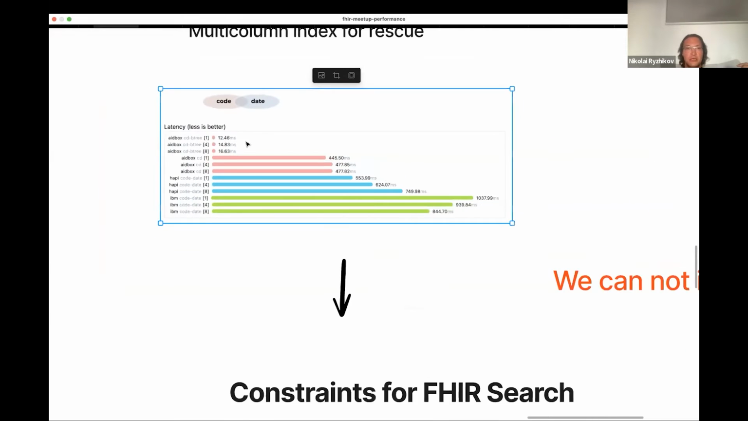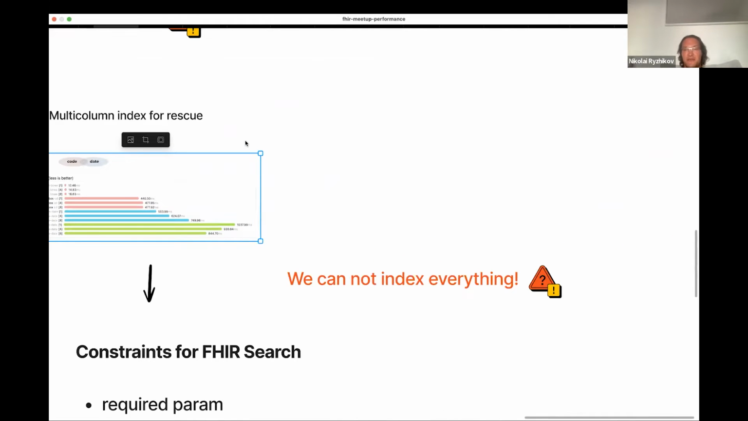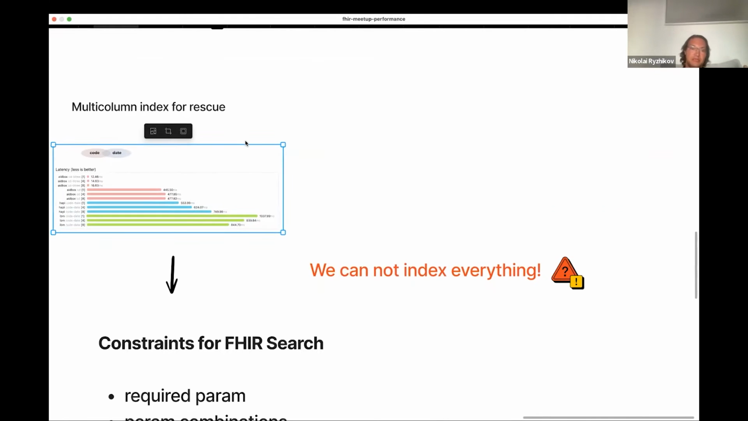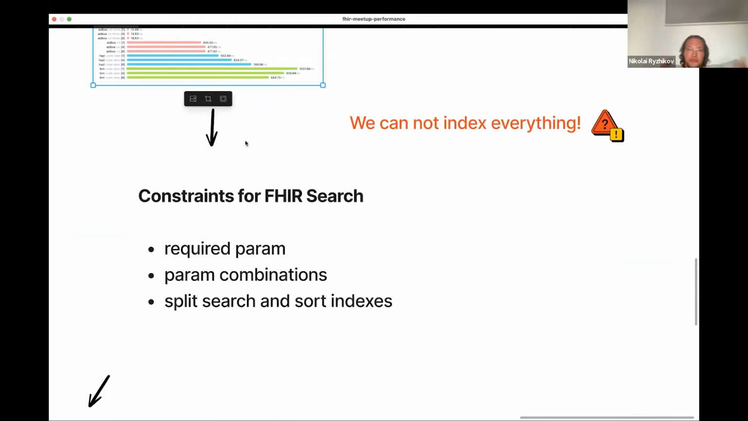So it works. But we cannot index everything this way, because the number of combinations is much bigger than the number of your parameters. And again, we're getting to this proposal to introduce into the FHIR specification, or on your server somehow, a way to describe that a specific combination of parameters, or some required parameter, must be provided. So we need a language to describe more constraints on our server with a lot of data.